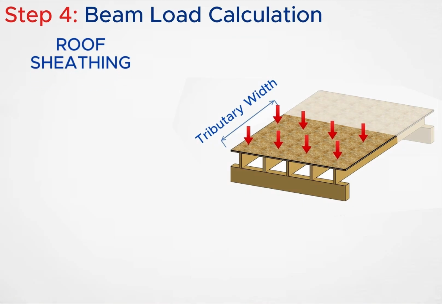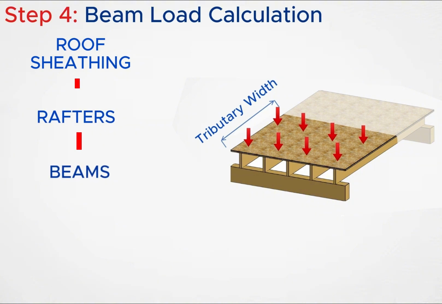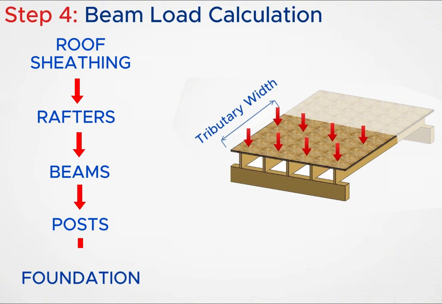Roof sheathing transfers load to rafters. Rafters transfer load to the beam. The beam transfers load to posts. And the posts transfer load to the foundation. That is the load path.